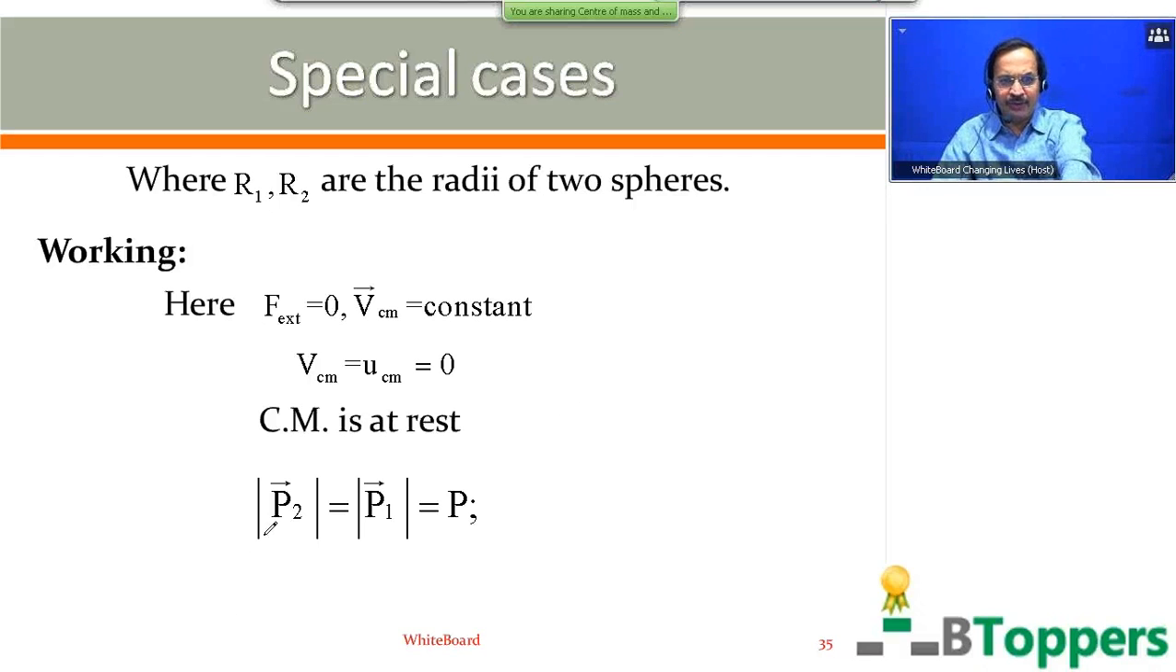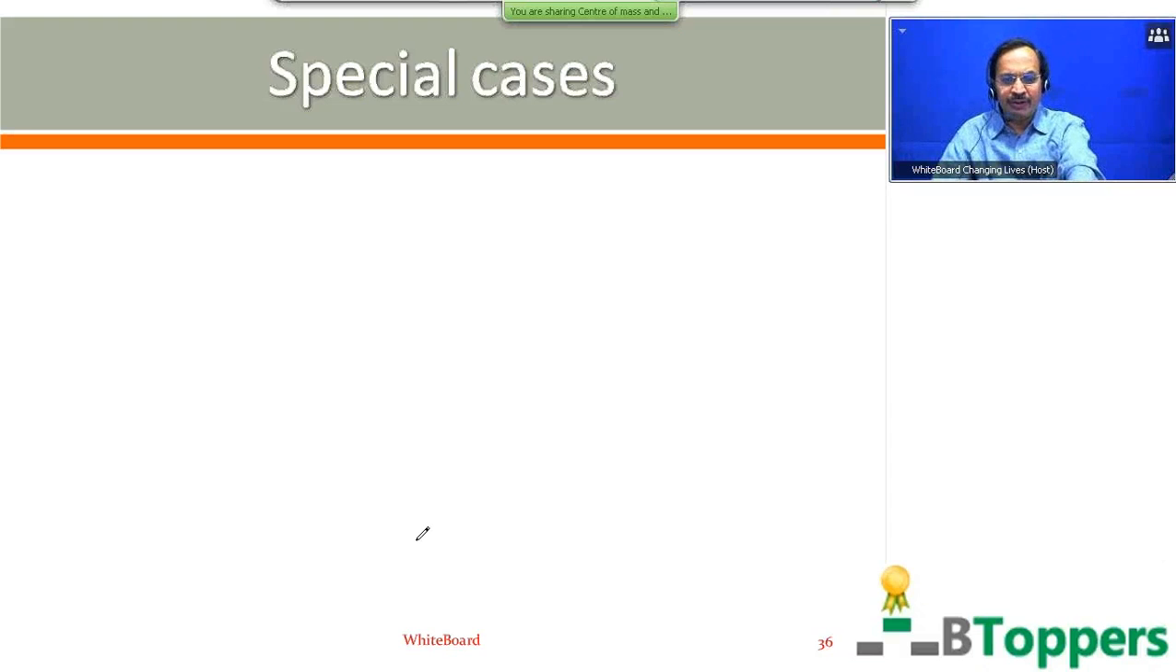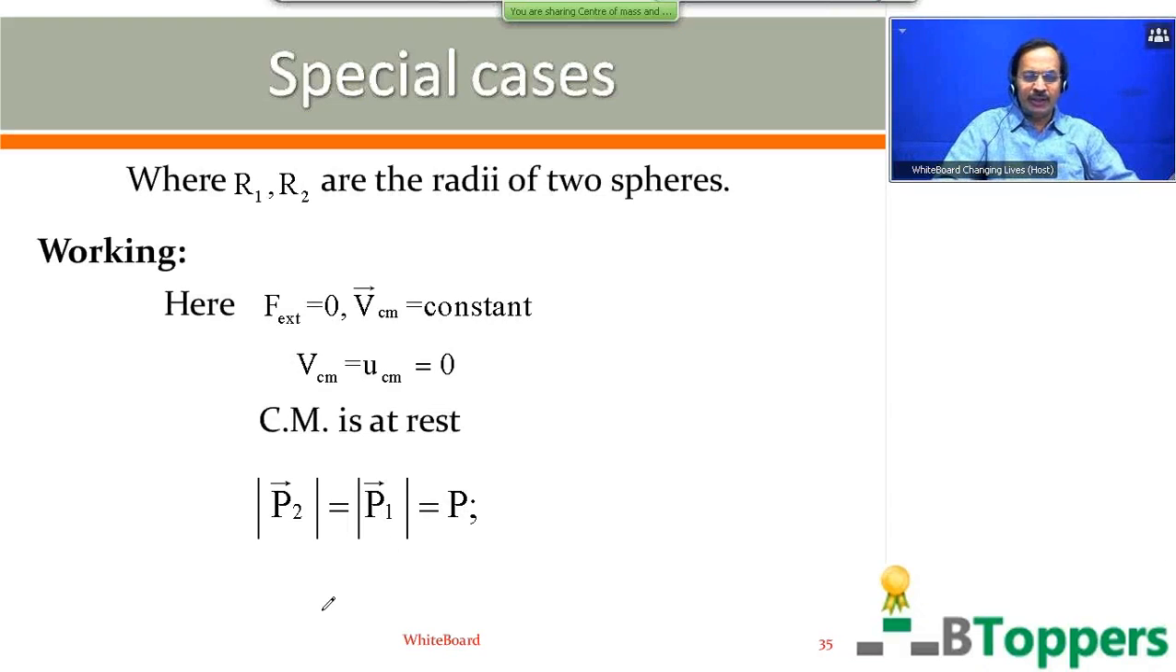Just like in the previous case, here also you can say at any instant during the subsequent motion, the linear momenta of the two spheres will be equal in magnitude but oppositely directed. So the ratio of their kinetic energies at any instant before they collide with each other will be equal to the inverse ratio of their masses. You can finish copying this part.